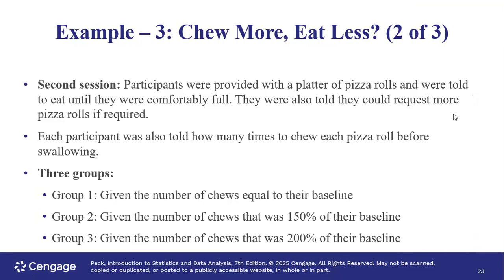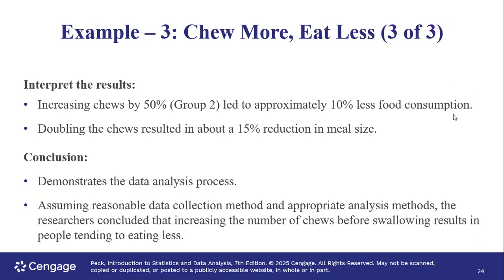Group 2, 150%. That means 20 multiplied by 1.5, or 30 times they chewed the pizza rolls before swallowing it. And group 3, 200%. That means 2 multiplied by the base, which is 20. Base time is that chewing 20. 2 times 20 is 40 times they chewed the pizza rolls before swallowing it.